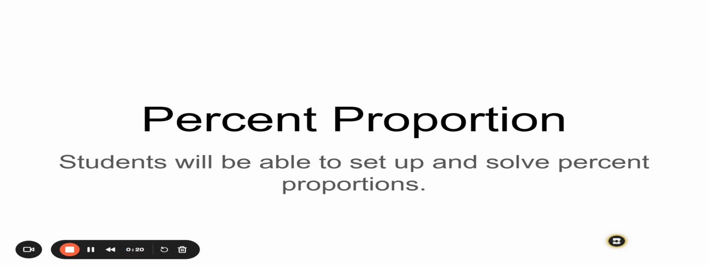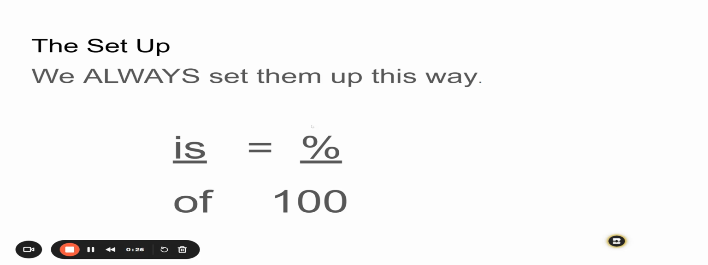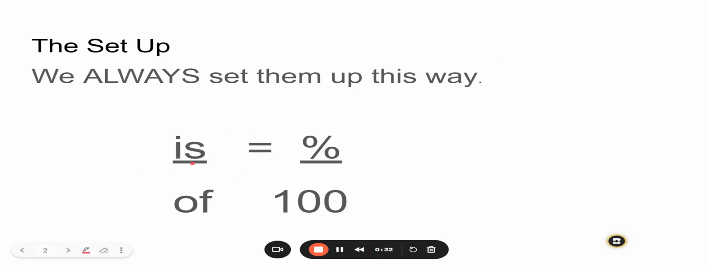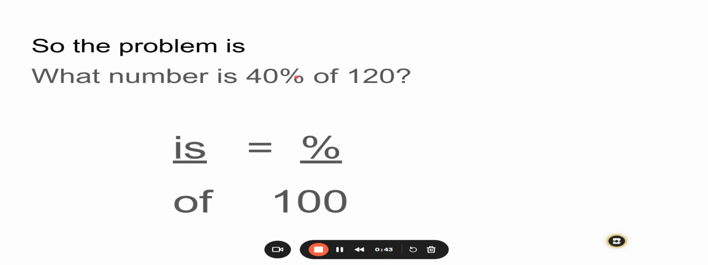If you've been doing really good with the whole cross multiply and divide stuff, if that stuff is easy, this stuff is going to be even easier. All right. Let's get started. This is how we set it up. We have a little formula that we're going to use: is over of equals percent over 100. This doesn't make sense right now, but when we get to a problem, I'm going to show you how it works.